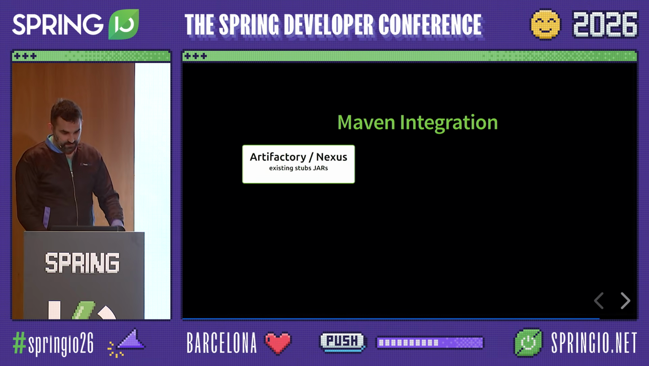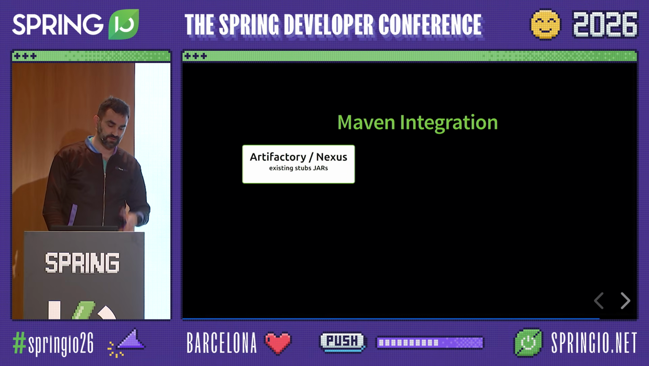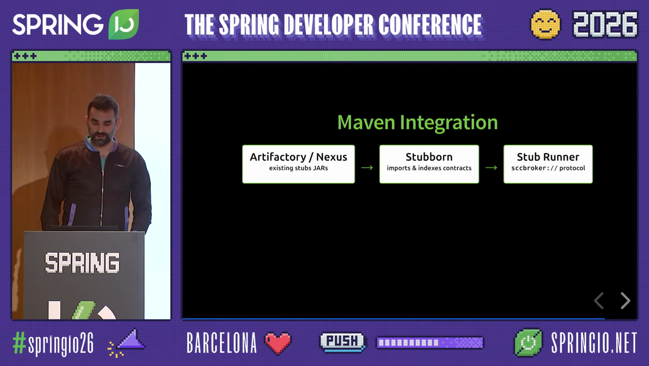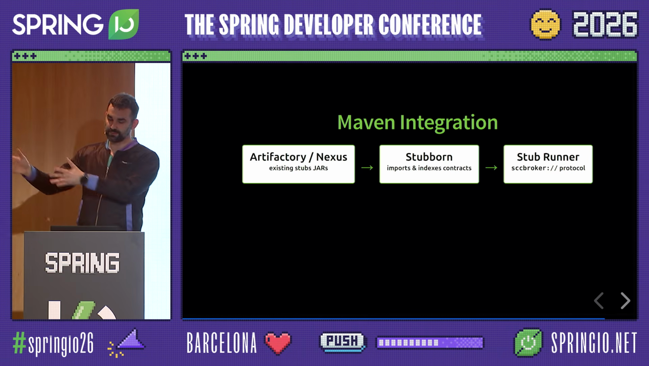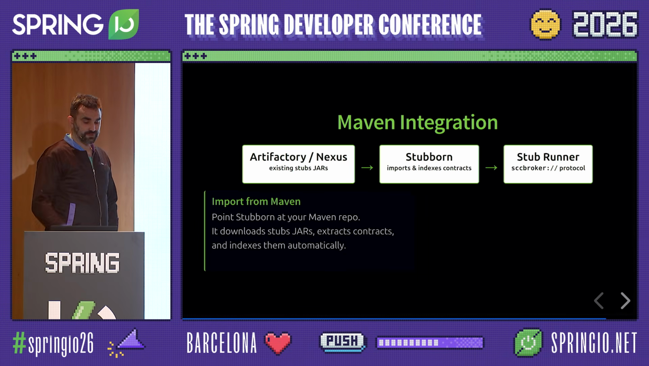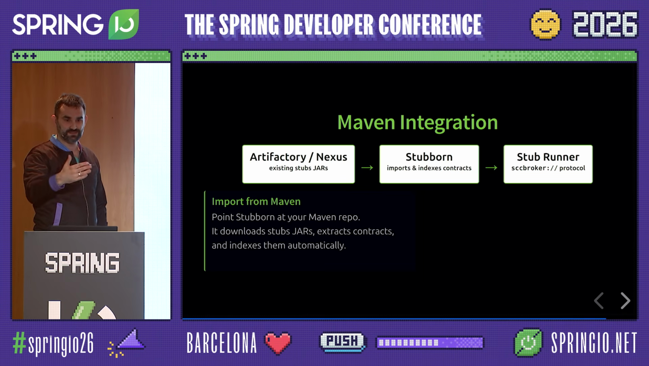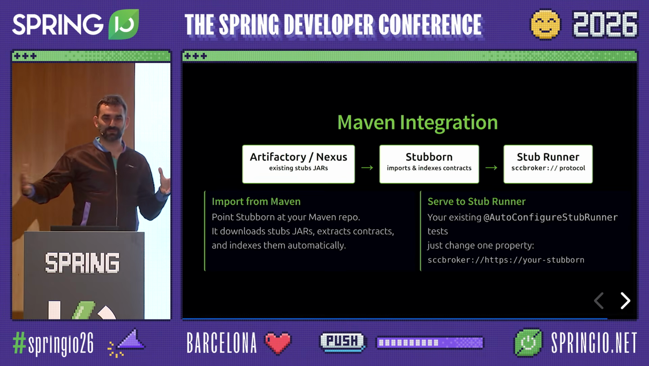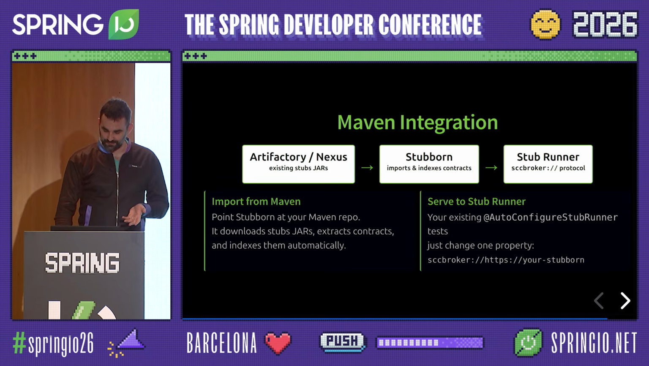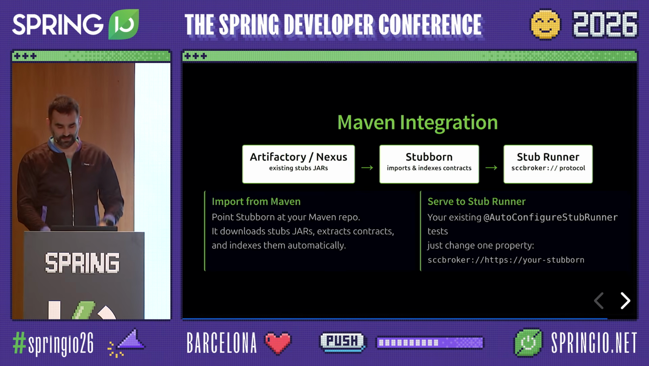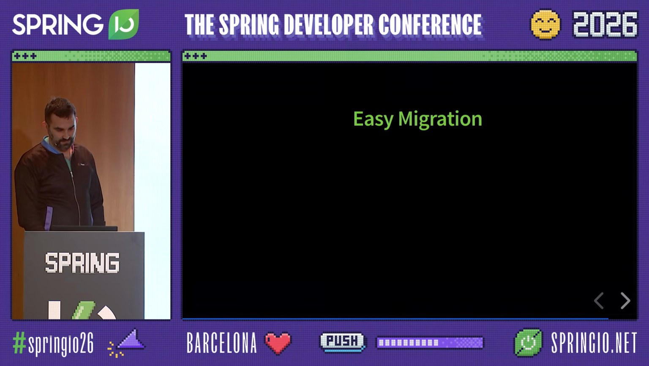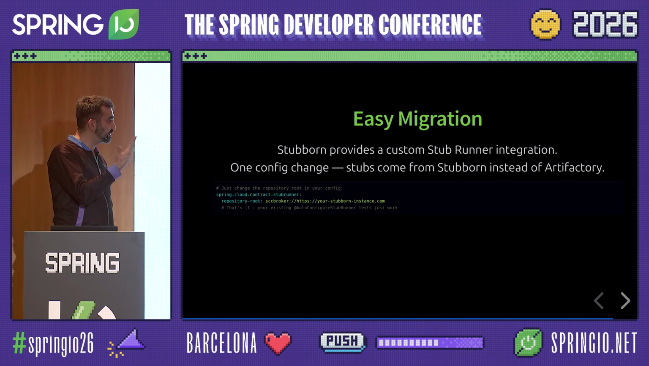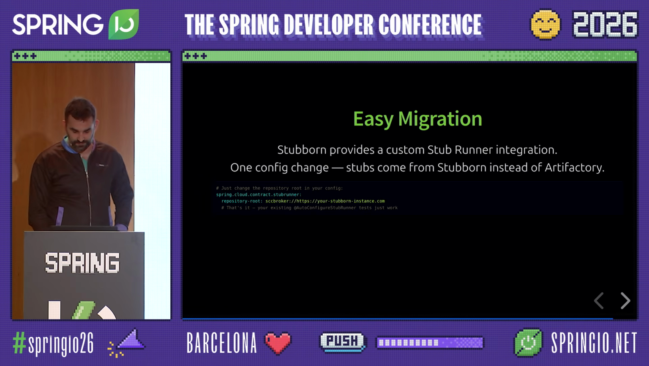What Stubborn can do is normally, let's say, the stubs jar, the contracts are in Artifactory or Nexus, so you can import them into Stubborn. And then for StubRunner, you can say, fetch the contracts from the broker. What you can do is literally point to Maven and say, in Stubborn, just download them. But the funny thing is that Stubborn also has the Maven API. So literally for you is to just change from the existing Artifactory to Stubborn and it will work. Right? So one config change, stubs come from Stubborn instead of Artifactory. This is the only change you have to do, assuming that you migrate it to Stubborn.